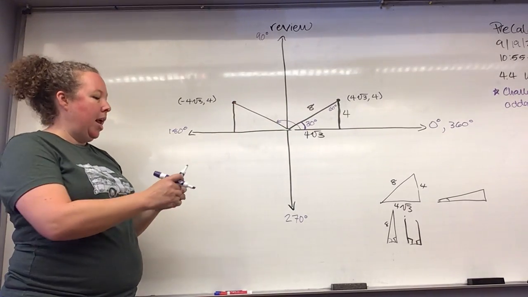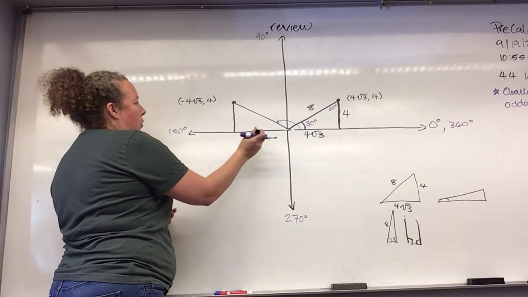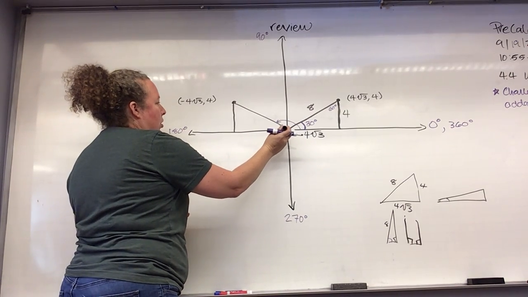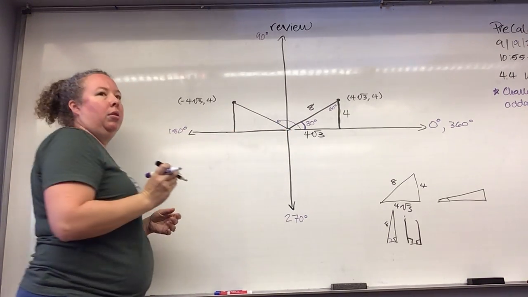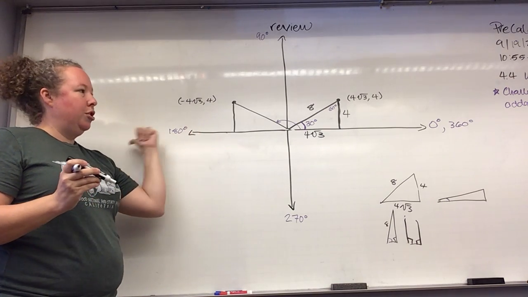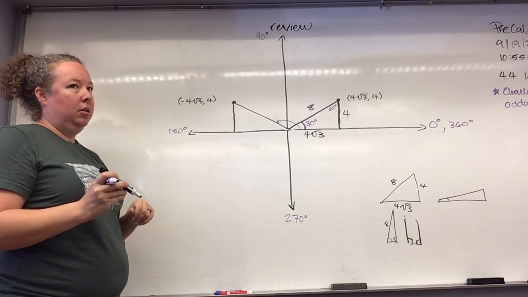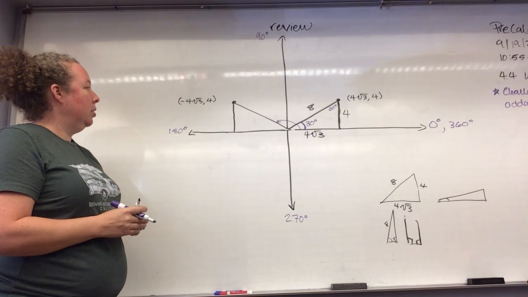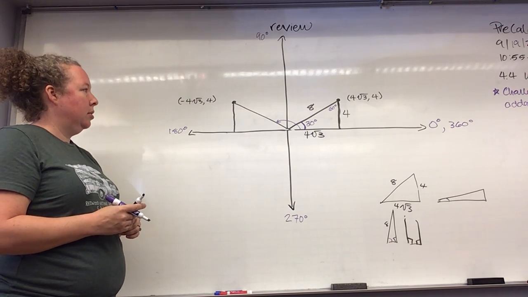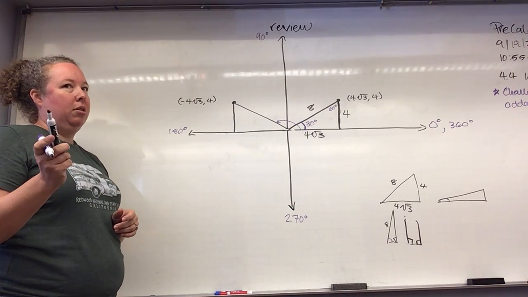So if it were 180, then the hypotenuse would be right here. Oh, okay. Then it would be 90. What's between 180 and 90? 150. Why 150, Miles?